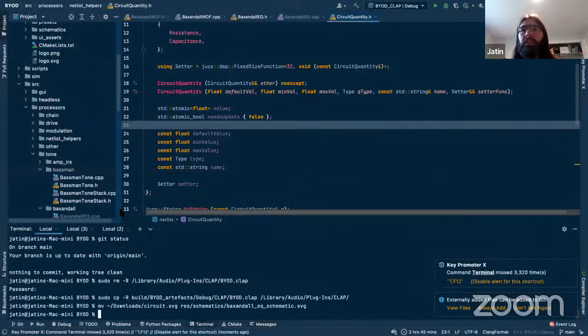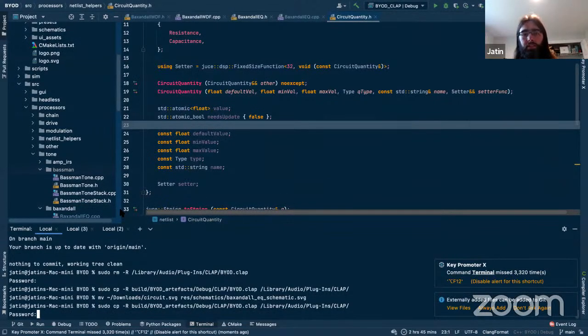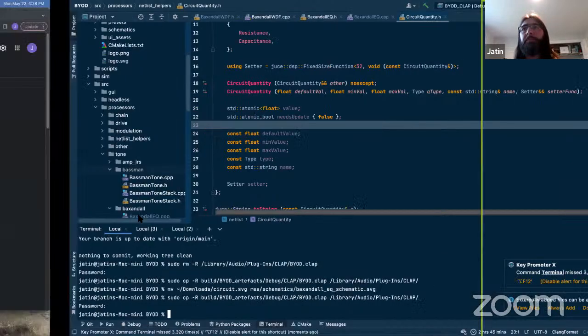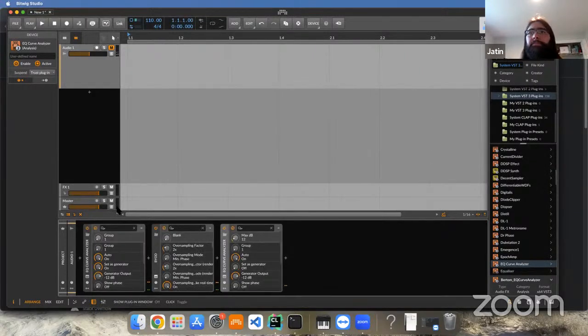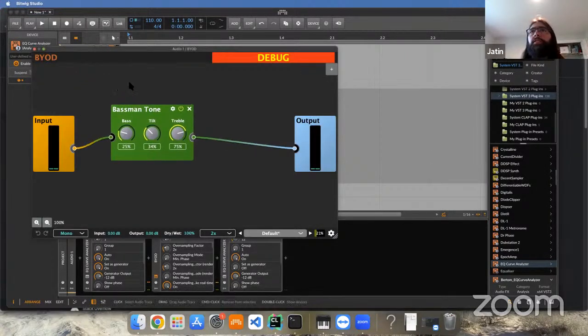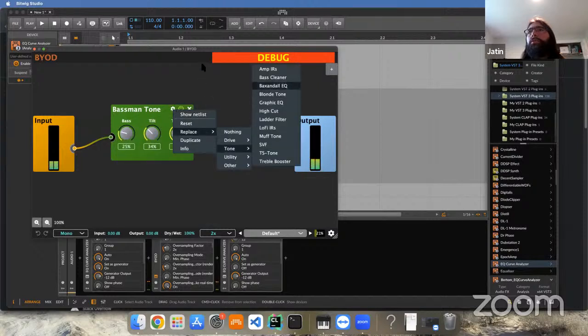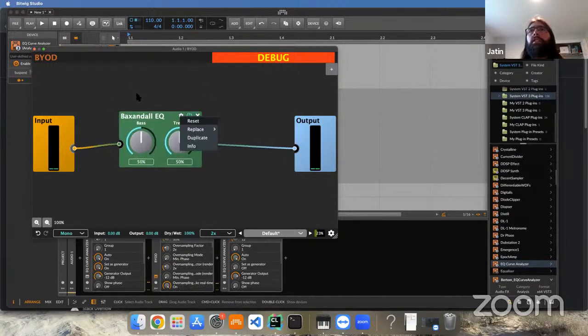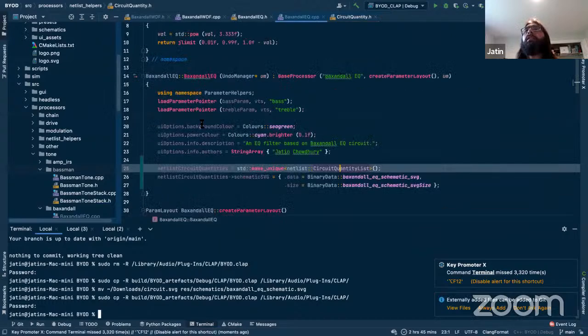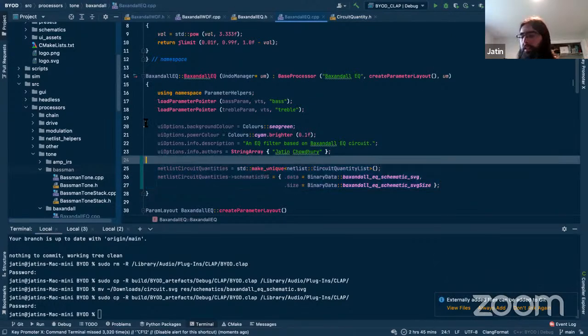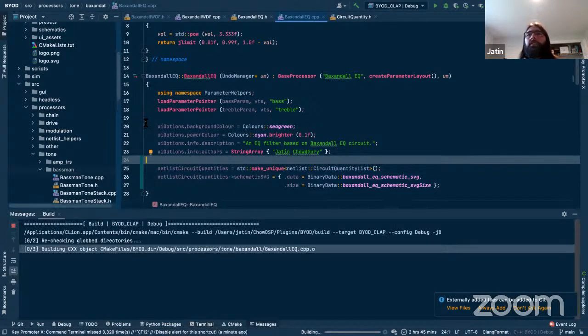But anyway, our build has finished, so let's take a look at what we've got here. All right. So if we go to Baxandall EQ, we should now see a show netlist thing. And we don't see that yet. Maybe I just need to rebuild because I added these lines, and I think that was after I did the last build, but this should be a quick build here.